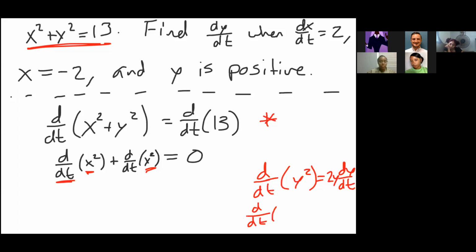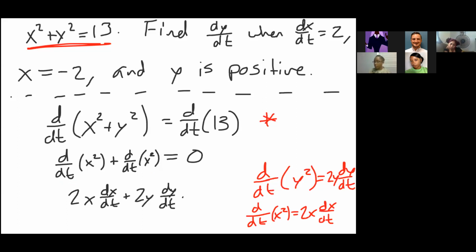x would follow similarly. Derivative with respect to time of x squared acts like I'm taking the derivative with respect to x. So the derivative of x squared would be 2x, but then multiply by how x changes as time changes, dx over dt. So that means on this left-hand side of my equation, I now have 2x dx over dt plus 2y dy over dt equals 0. So this is my related rates equation.